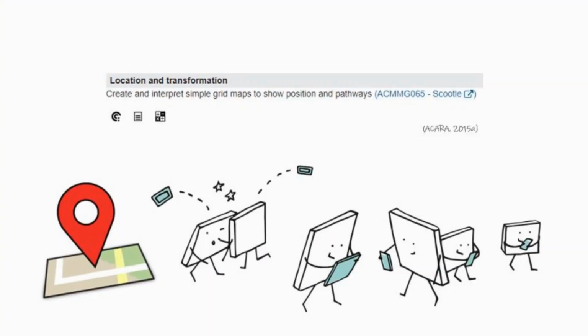I'm Rochelle Kerwin. This video is about Year 3 Geometry and Measurement, specifically location and transformation. At this level, students are expected to create and interpret simple grid maps to show position and pathways. Now, all geometry, including spatial reasoning, is highly visual, so the following includes suggestions to enable access to this curriculum for blind and visually impaired students.